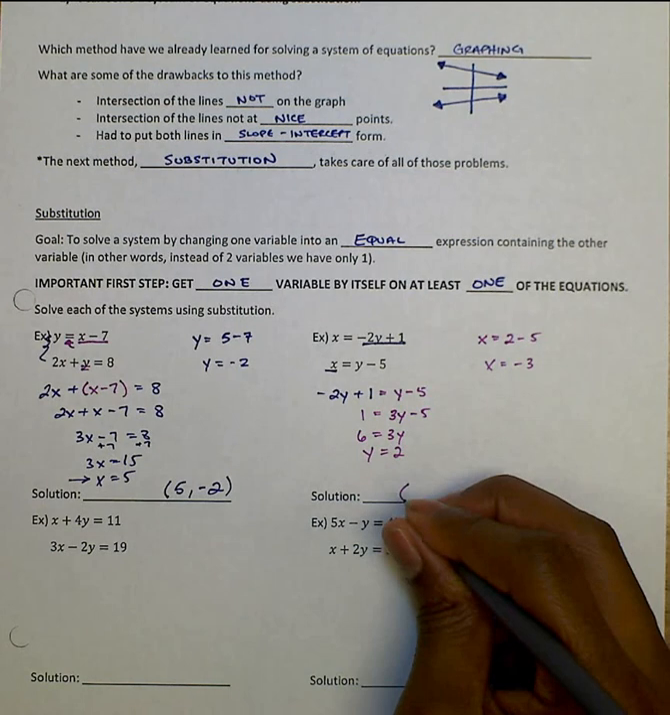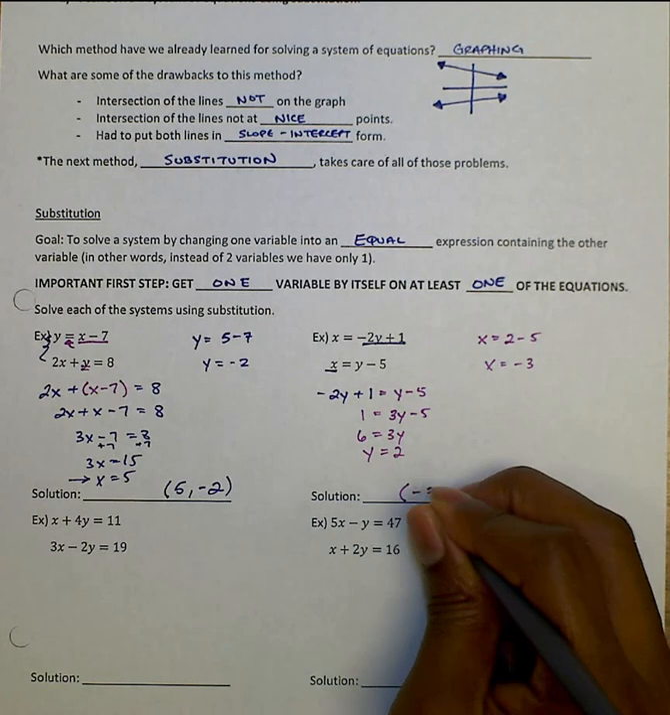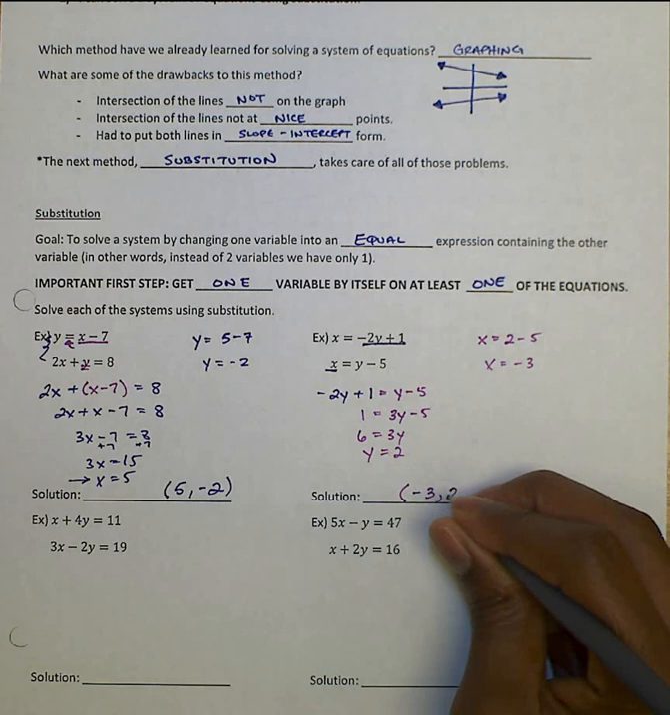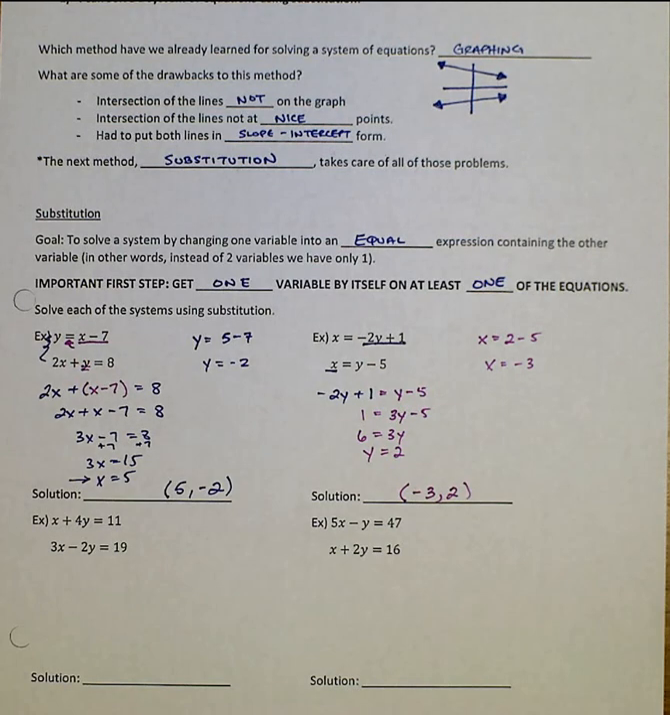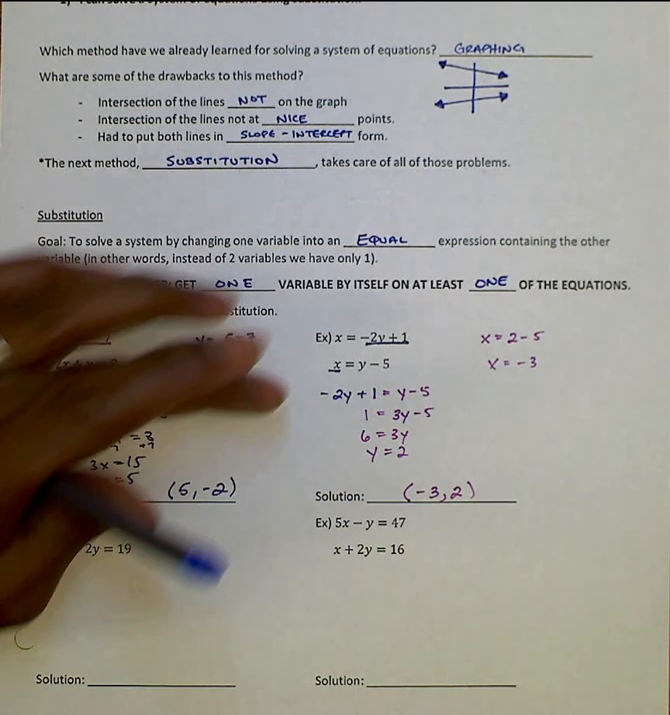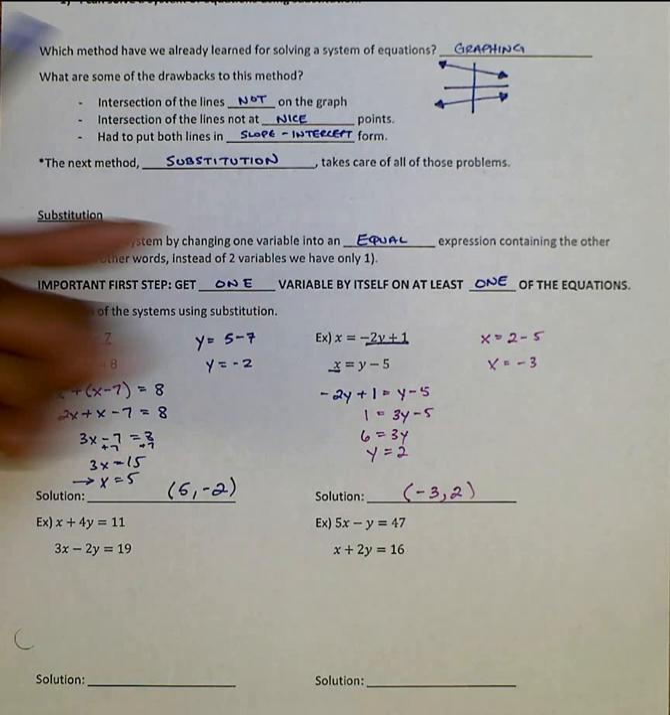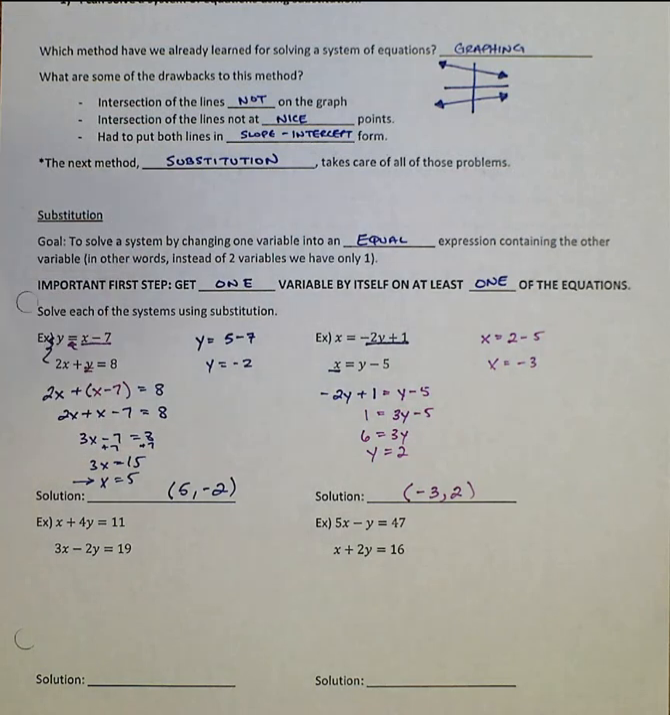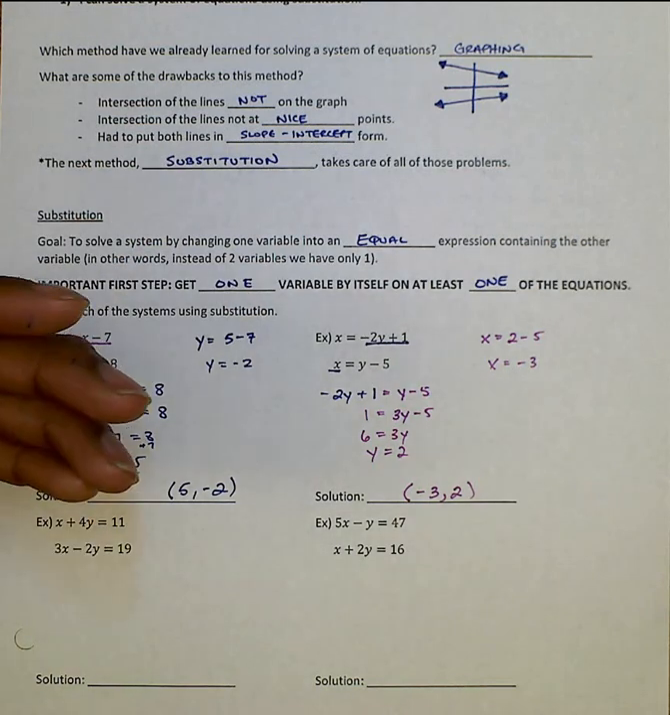Again, my solution: my x is here at negative 3, my y is here at 2, and so there's my answer. Again, really nice here because we didn't have to change anything to slope-intercept form in order for it to work. We just had to have a variable by itself, which we started off with x by itself.